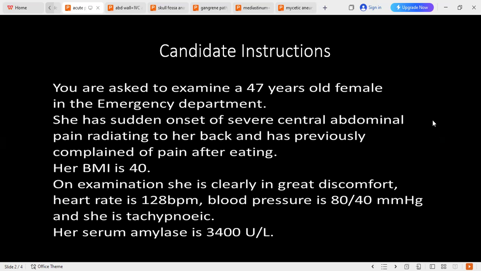Please tell me what are the causes of acute pancreatitis? The main causes of pancreatitis could be gallbladder stones, alcohol, viral infection, or drugs. Very good.